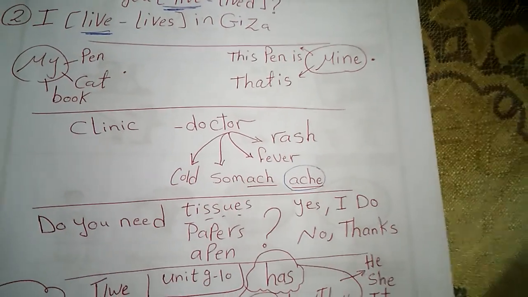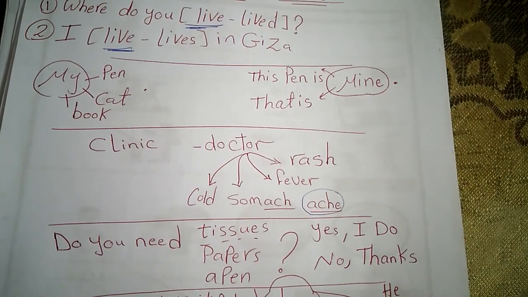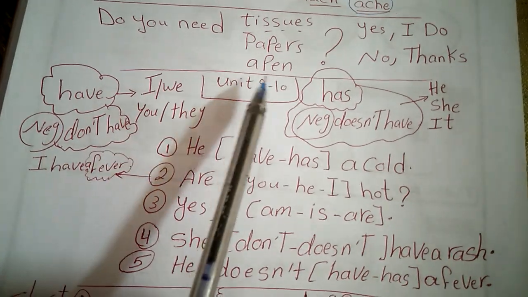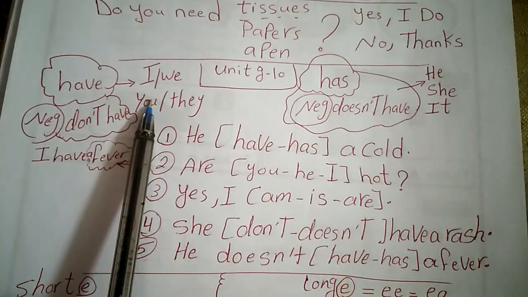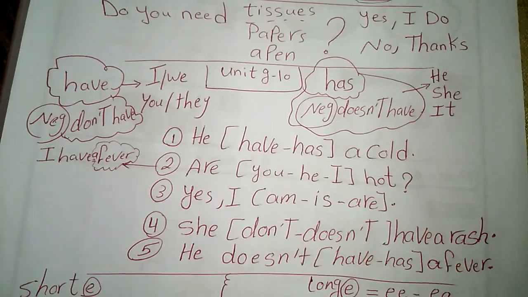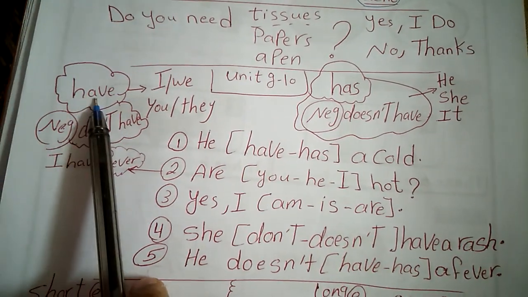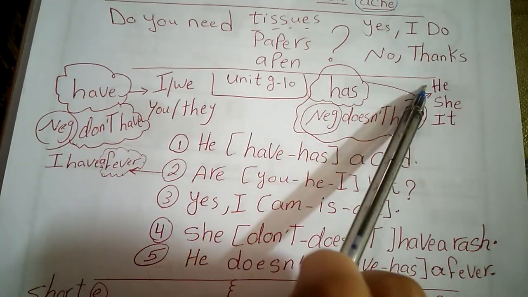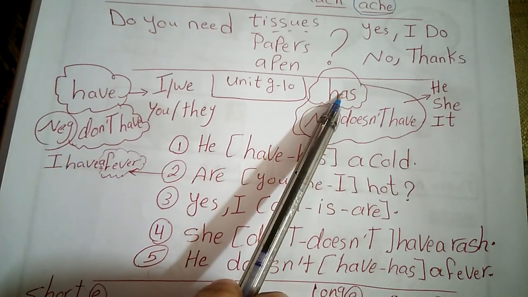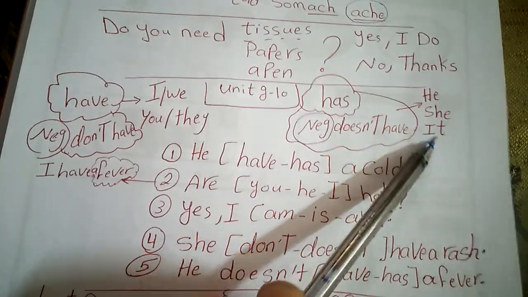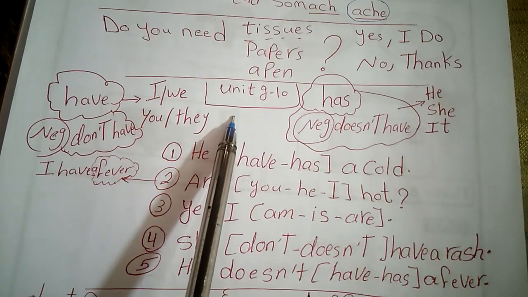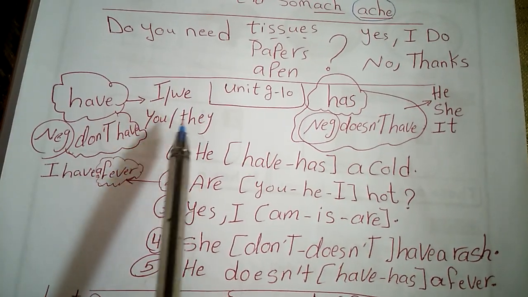Okay, so when I have a cold, I should use have and has. So remember Unit 9 with me. We have strong people and young people. Strong: I, we, you, they go with have. But young people: he, she, it go with has. He, she, it has. But I, we, you, they have.